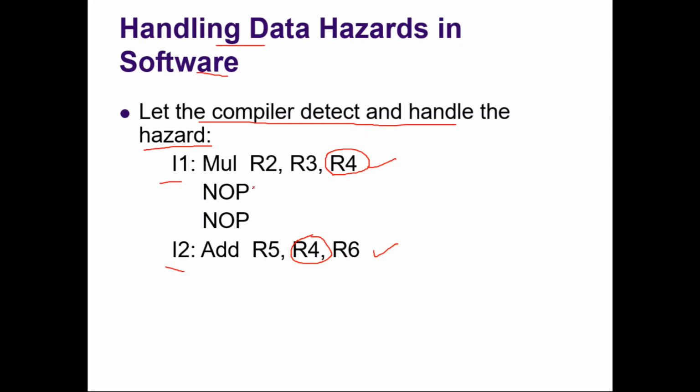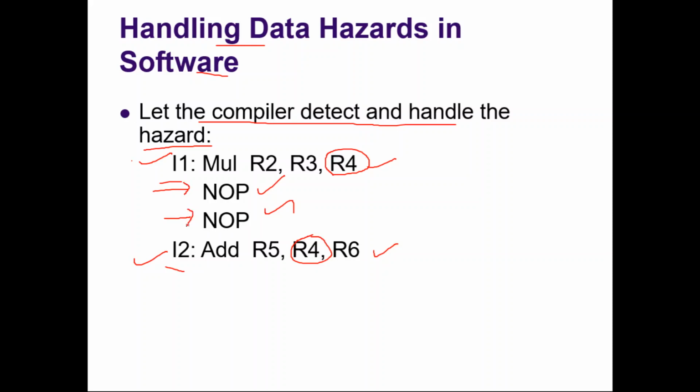So it is introduced as the compiler output. When this program is passed through the compiler, the programmer has written this line after that line. But the compiler in between will introduce two no operations, which means the hardware will wait for 2 clock cycles.